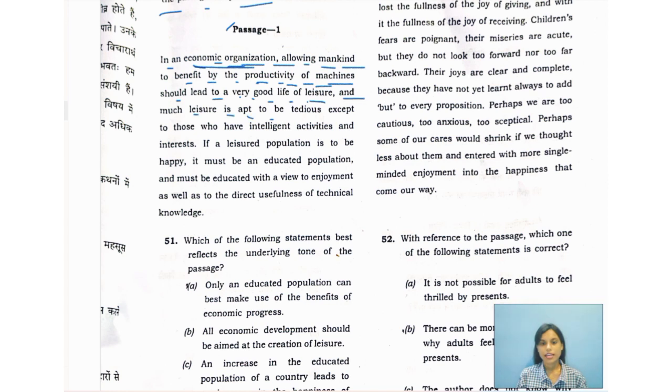And much leisure is apt to be tedious except to those who have intelligent activities and interests. So mostly people are having leisure, they are having a good life. If a leisure population is to be happy, it must be an educated population. So if this leisure is wanted by our population, they need to get educated first, because if there is no education, how will we make such kind of machines which will work on their own and we will just sit freely? We need to get educated.